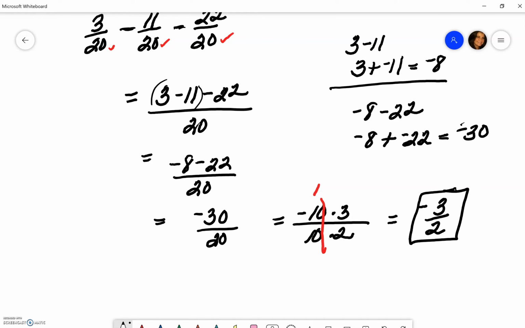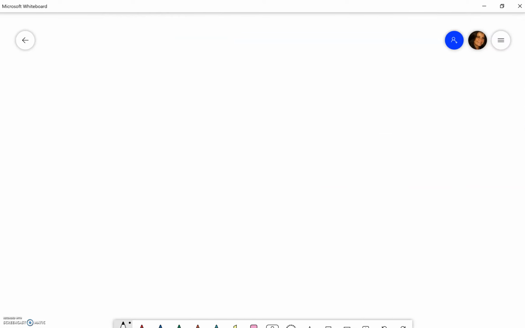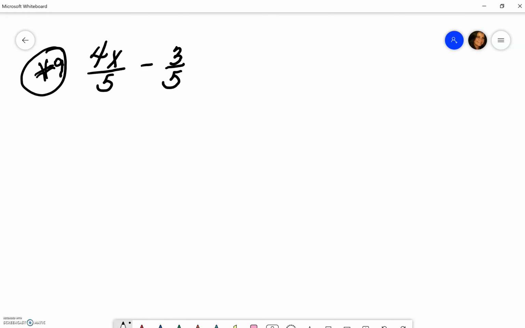So hopefully you're catching on at this point. All right, let's do number 9. So number 9, we have 4x over 5, and that's subtracted by 3 over 5. Now this one's number 9, so this is one to remember.